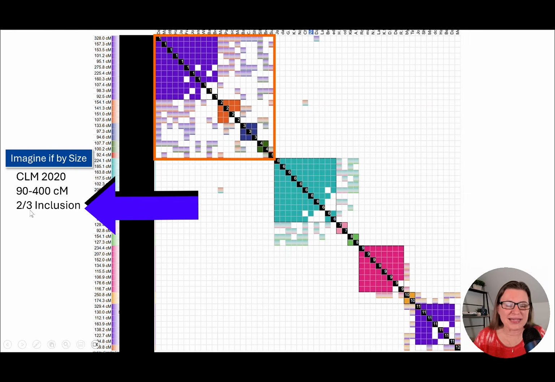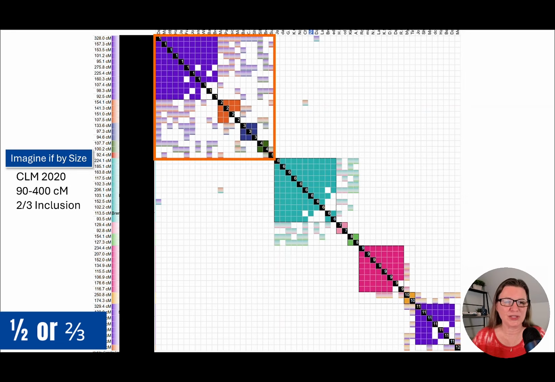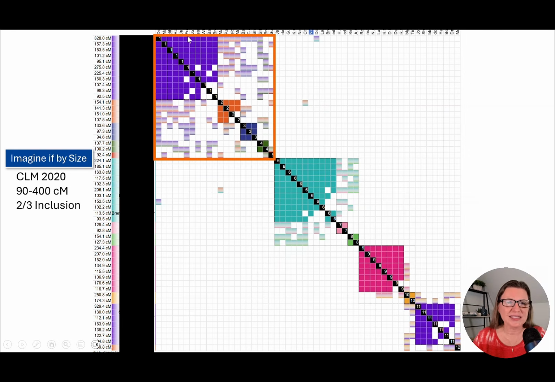And the other thing that they did was this 2/3 inclusion. You have a choice of 1/3 or 2/3 inclusion. And that means to show up in this purple, I had it at 2/3 inclusion. So a person has to match at least 2/3 of the other people in the purple. Well, you can see this top match, they match everybody. So let's go down to about here.